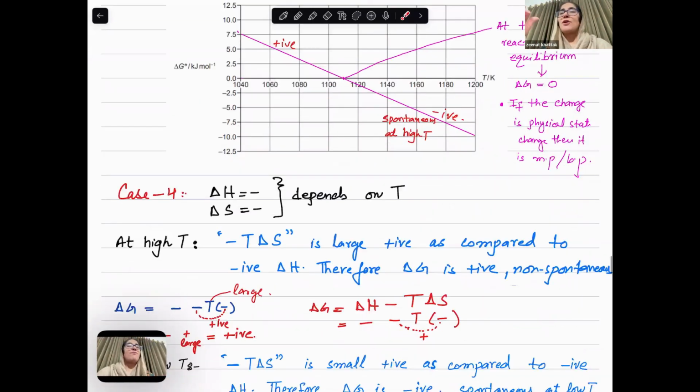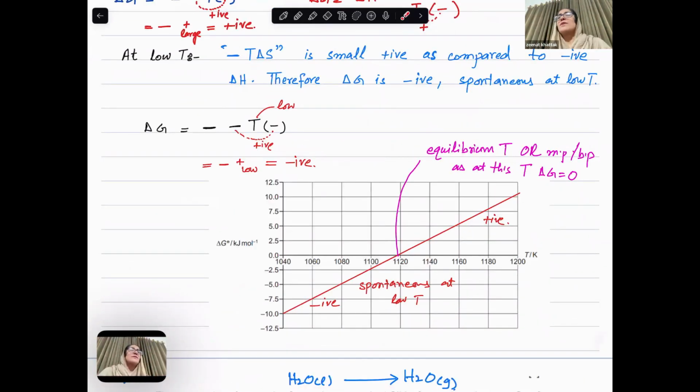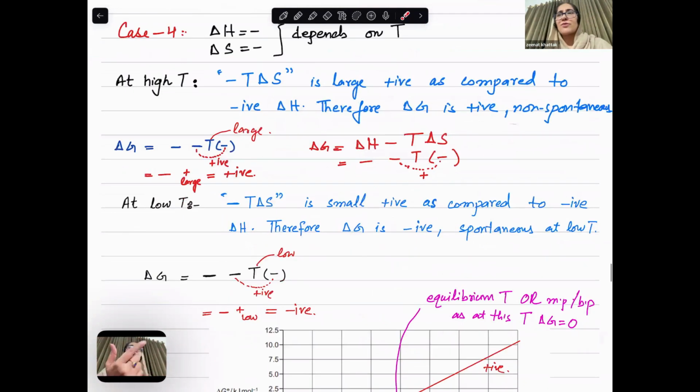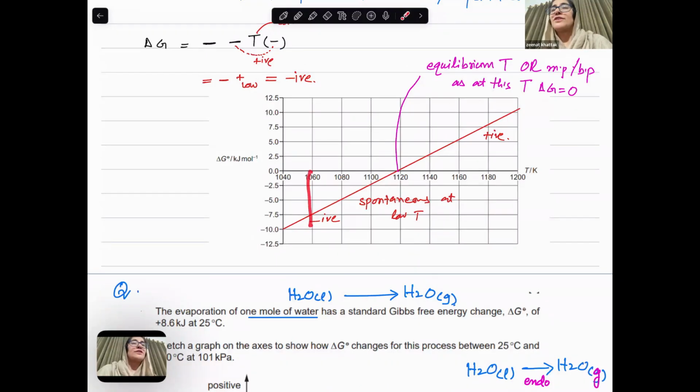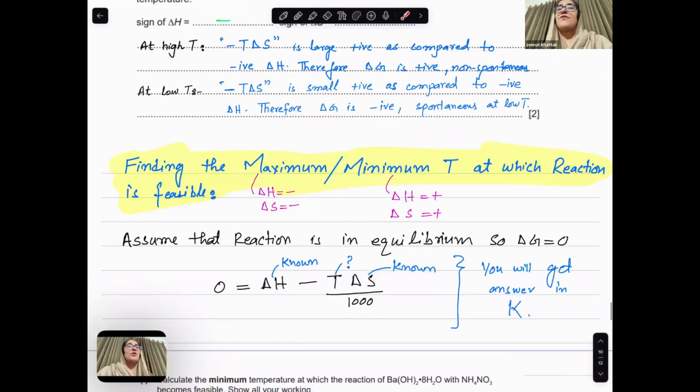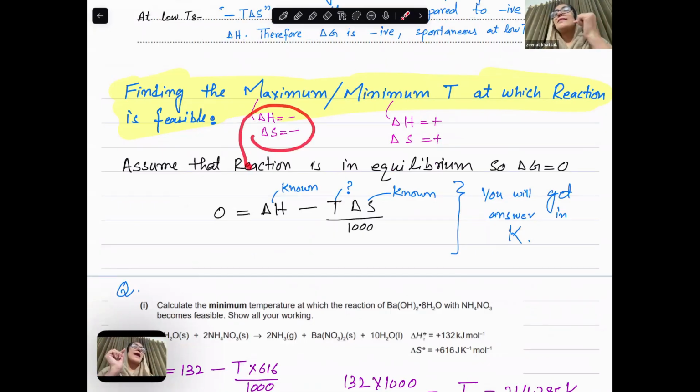But if both are negative, you know how they will phrase their question. It is feasible at 1060, 1080, 1100, 12, but after this, it's not feasible at any temperature. So what will they ask you? Calculate the maximum temperature. So if both are negative in the paper, they will ask you to calculate the maximum temperature. If both are positive, they will ask you to calculate the minimum.